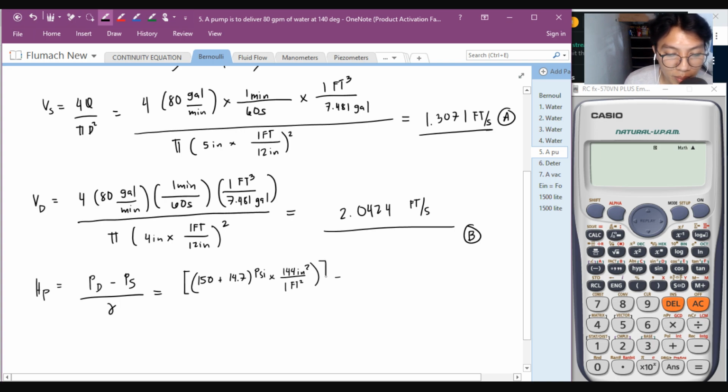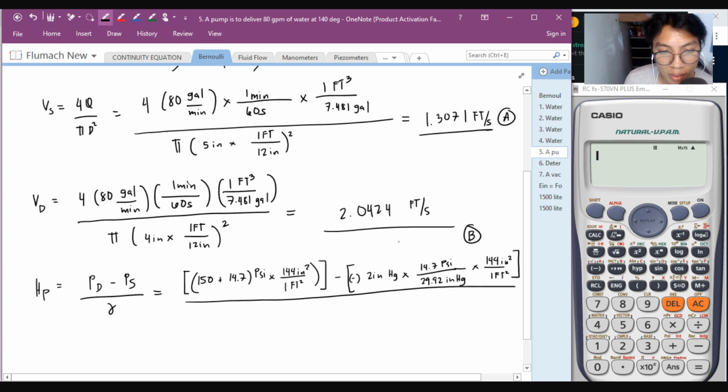Minus yung naka-vacuum. Lagay mo dito, naka-vacuum yan 2 inches Hg multiplied to 14.7 PSI, tapos yung 29.92 inches Hg. Kulang pa yan kasi naka-pound per square inch. Multiply ko ulit ng 144 inch squared per 1 foot squared. Divided by, recall, 62.4 pound per feet cube pag water. Ngayon, feet cube, anong lalabas dito? Feet squared, isang feet. May pound sa taas, cancel yung pound, matitira is feet. So, we calculate the value, PD minus PS.